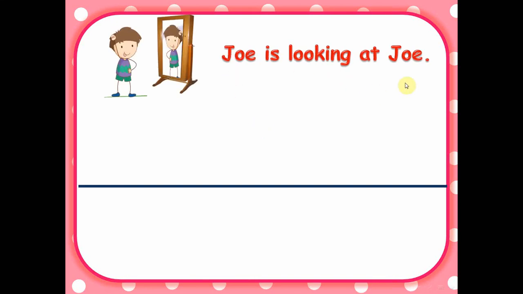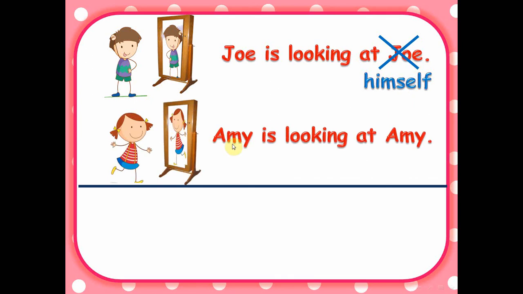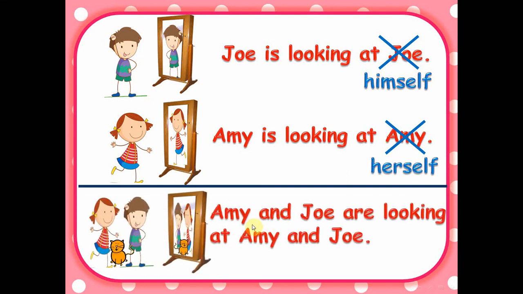So Joe is looking at Joe. Instead of repeating the same noun in the subject and the object, I will say Joe is looking at himself. And instead of saying Amy is looking at Amy, it's better to say Amy is looking at herself. And instead of saying that Amy and Joe are looking at Amy and Joe, it's better to say Amy and Joe are looking at themselves.